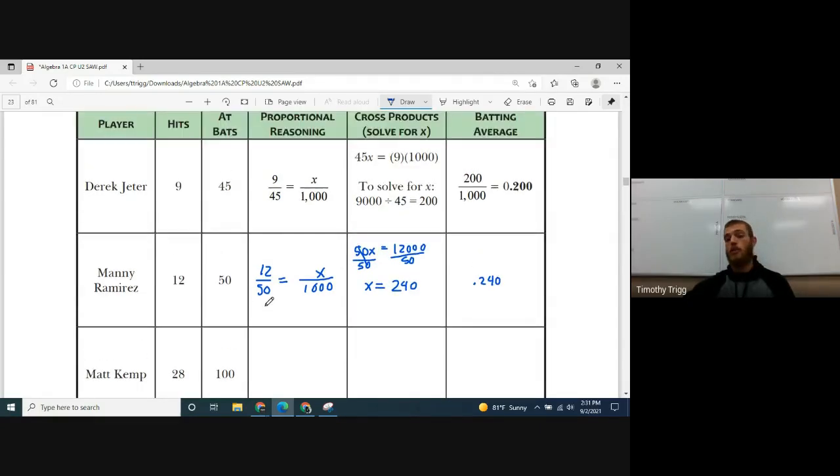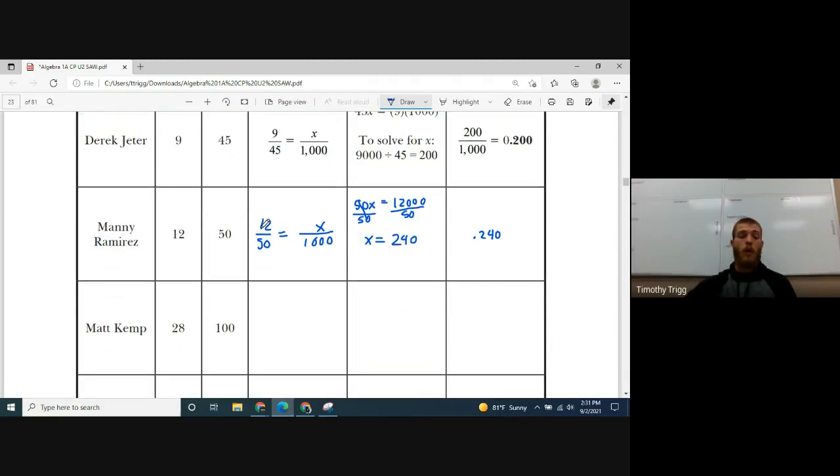Now there's a shortcut you could always do here as well. Simply do 12 divided by 50 and you'll get the same answer. But here we're just practicing how to do proportional thinking. So if he got 12 out of 50, how many hits can we expect him to get out of 1,000? Well, we would expect 240 out of 1,000. That's the same as getting 12 out of 50.